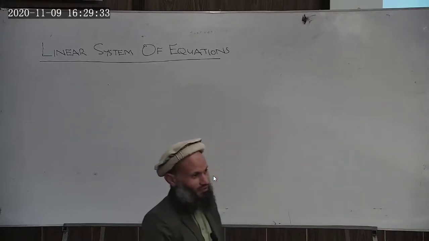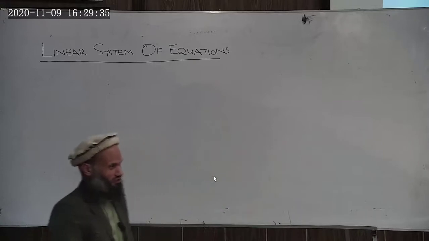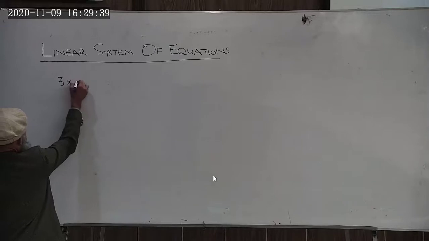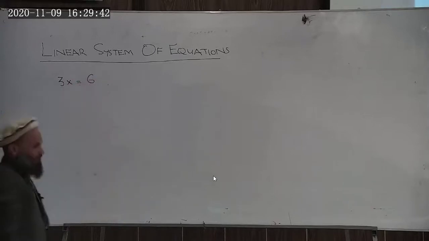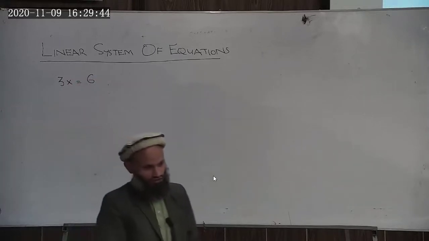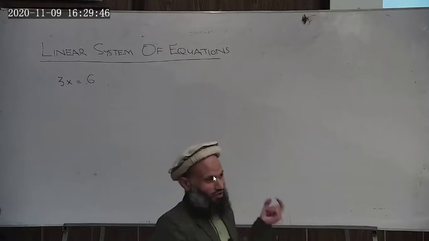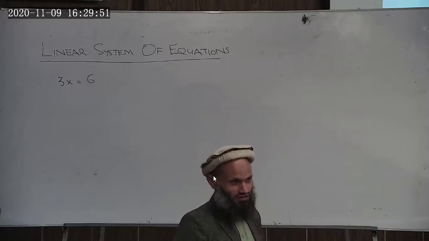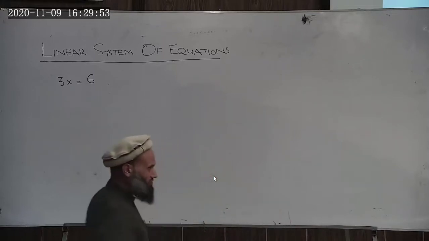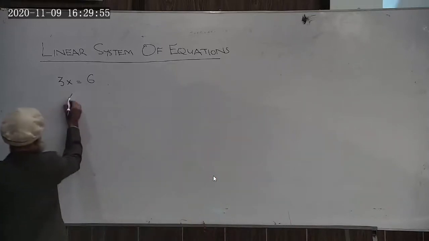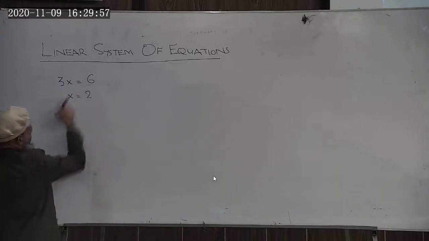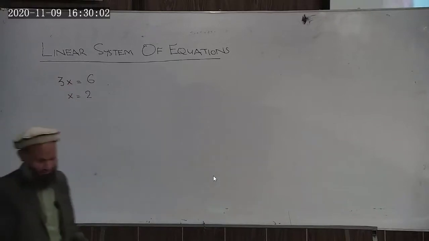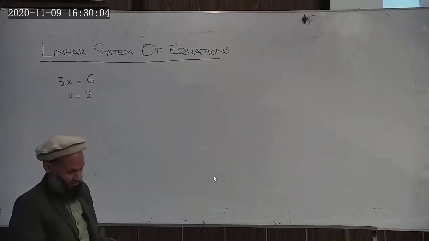What do we mean by solution of an equation? For example, if we have this equation 3x is equal to 6, by finding the solution to this equation, we might mean finding the value of this variable x such that this equation is satisfied. So the solution of this equation is quite easy. x equal to 2 satisfies this equation. 3 multiplied by 2 will be equal to 6, that is, left hand side is equal to right hand side.